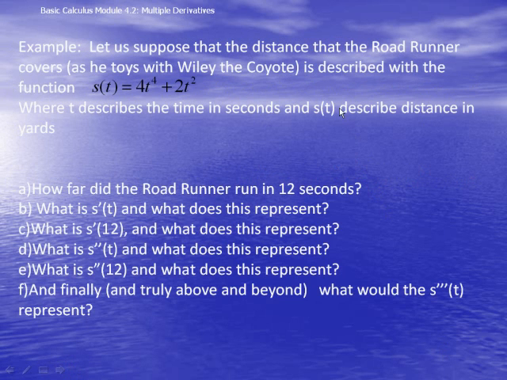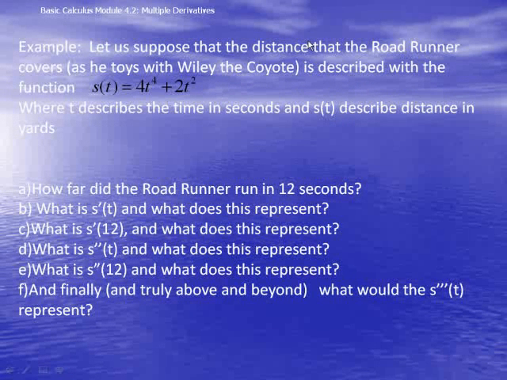In our example, let us suppose that the distance that the Roadrunner covers as he toys with Wally the Coyote is described with the function s of t is equal to 4t to the fourth plus 2t squared, where t describes the time in seconds and s of t describes the distance in yards. So we're dealing with yards and seconds. And let's answer these questions.